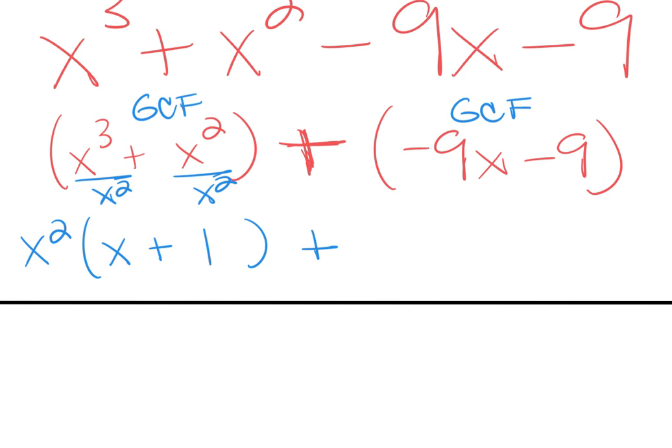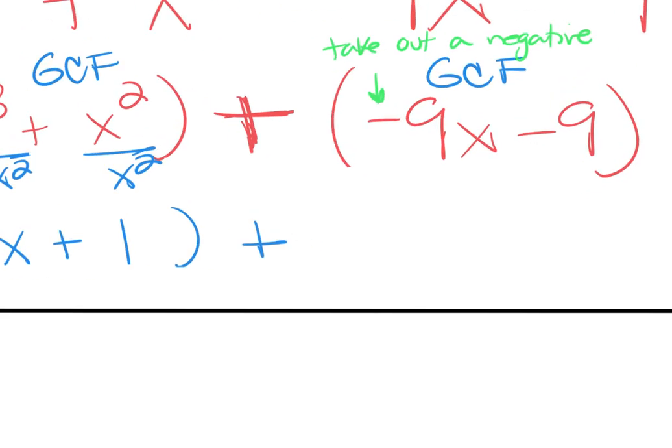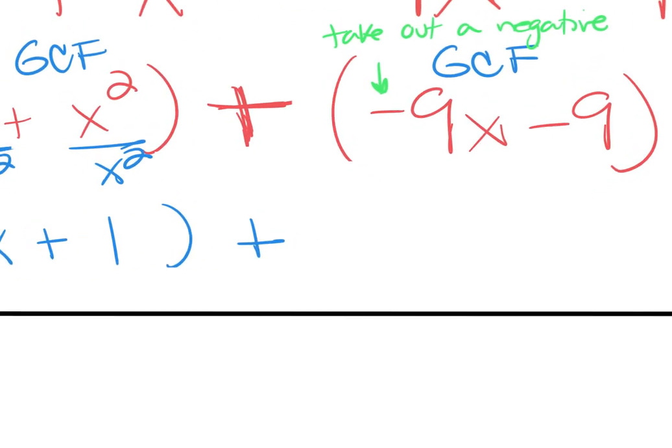One of the things we talked about on Friday is if your first term is negative like this, we have to take out a negative. So when I'm thinking about the GCF over here, I've got a negative 9x, a negative 9. The GCF is going to be negative 9. You've got to take out a negative 9. So we're going to divide everything over here by negative 9. Watch those signs. A negative divided by a negative, that's going to be a positive x. Negative 9 divided by negative 9, that's a positive 1.